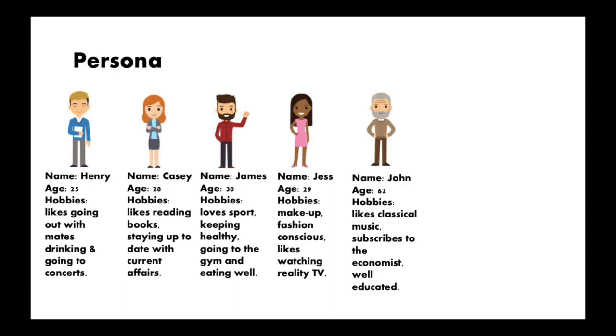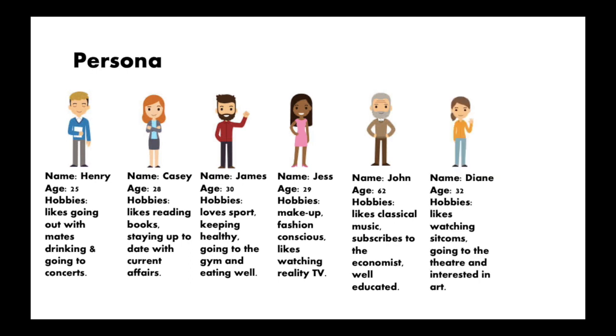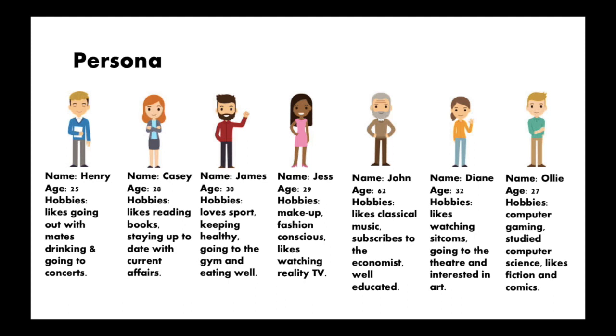John, 62, likes classical music, subscribes to The Economist, well educated. Diane, 32, likes watching sitcoms, going to theatre and interested in art. And lastly, Ollie, 27, computer games, studies computer science, likes fiction and comics. So the point of this is all these personas are very, very different.